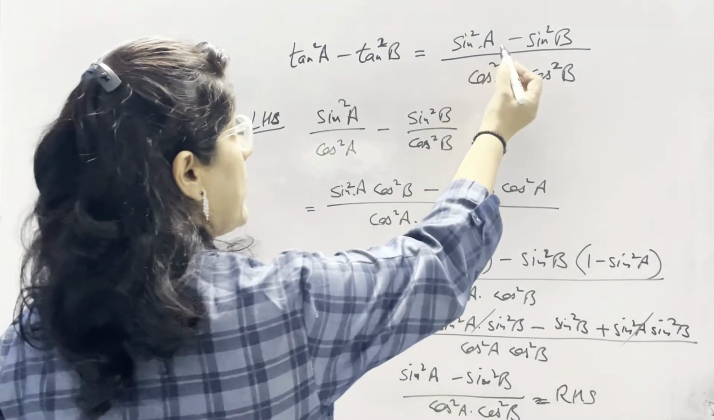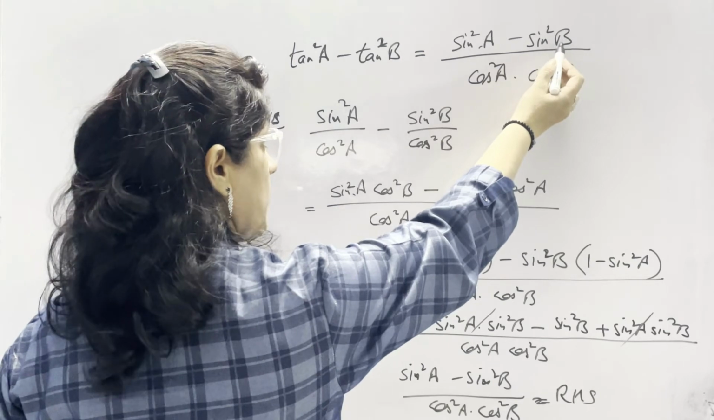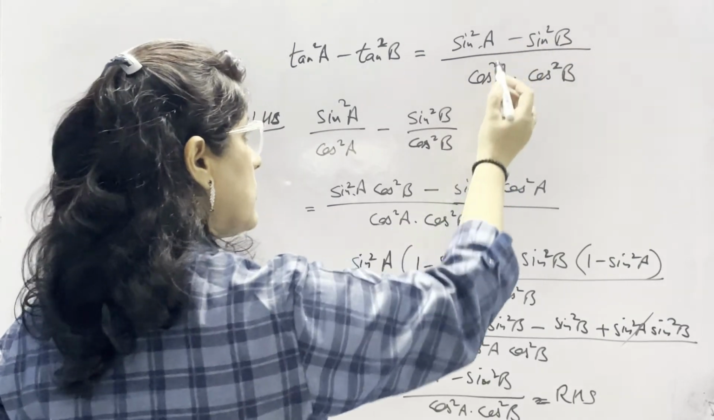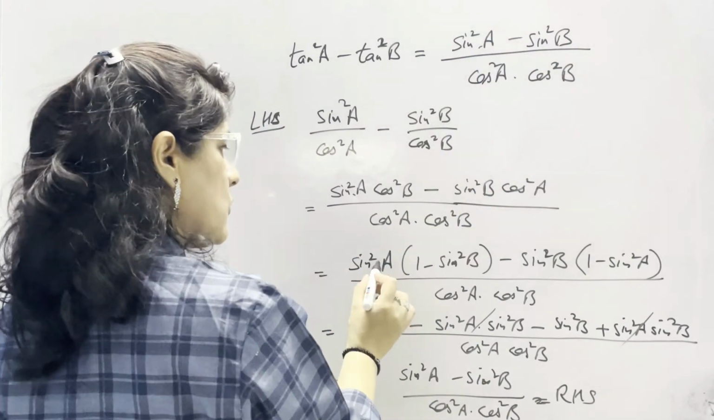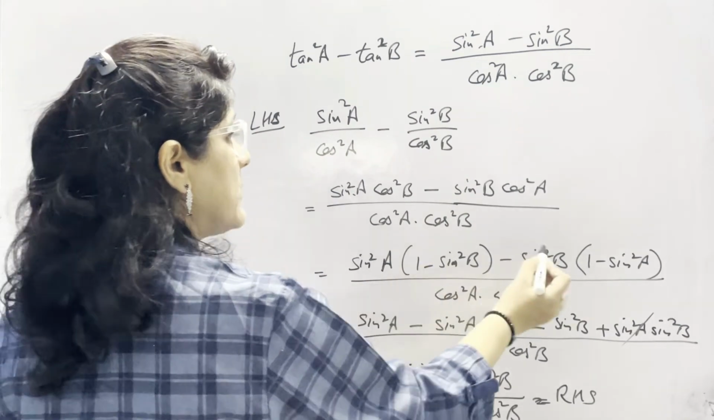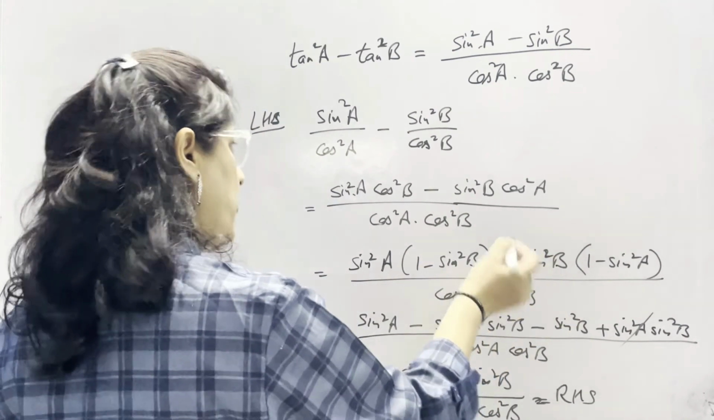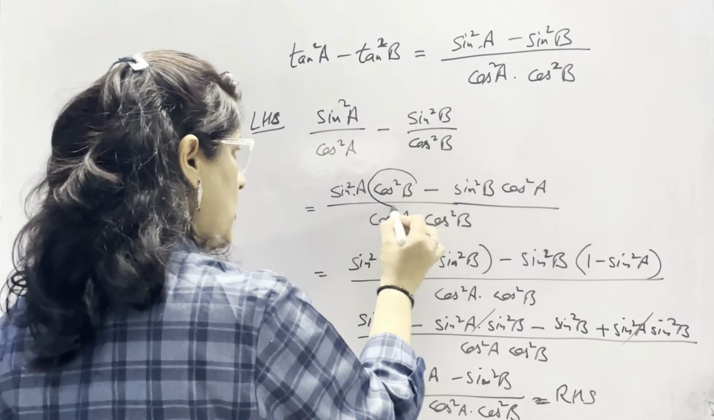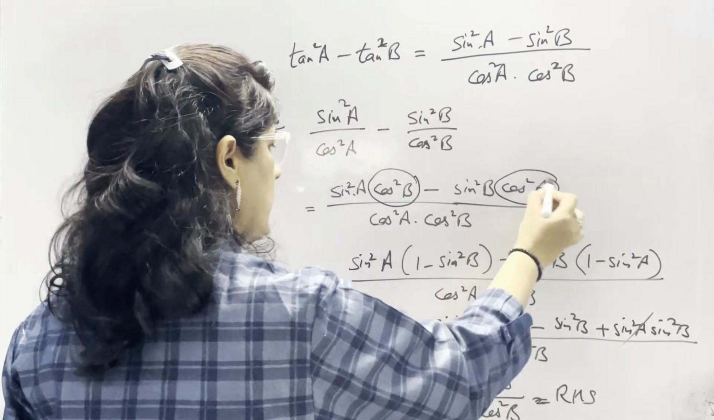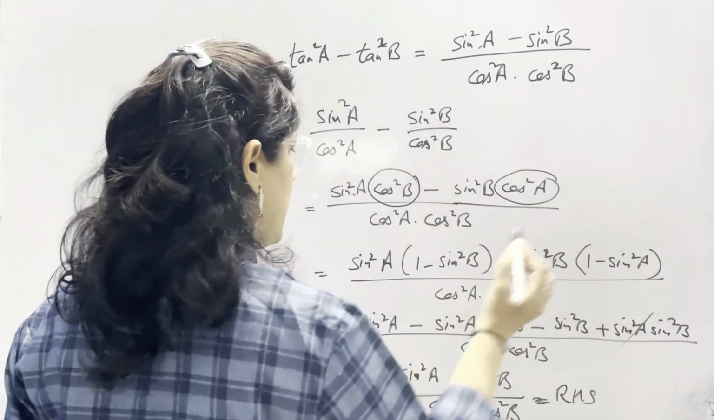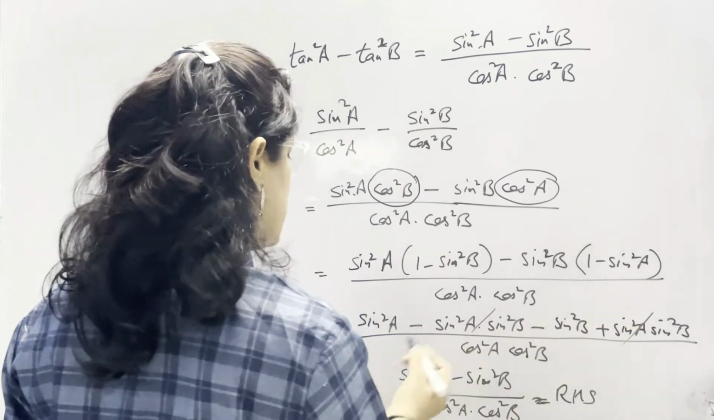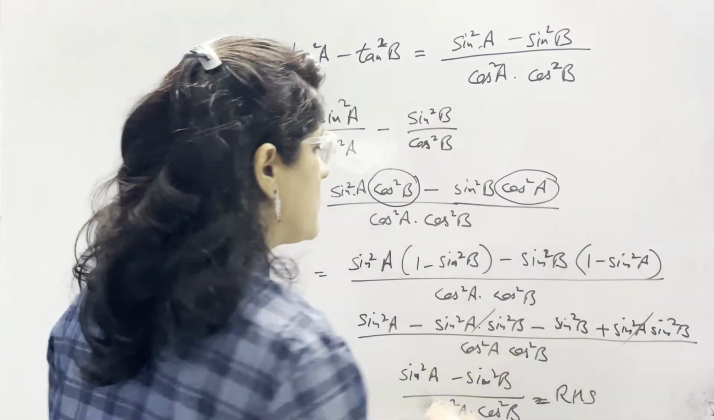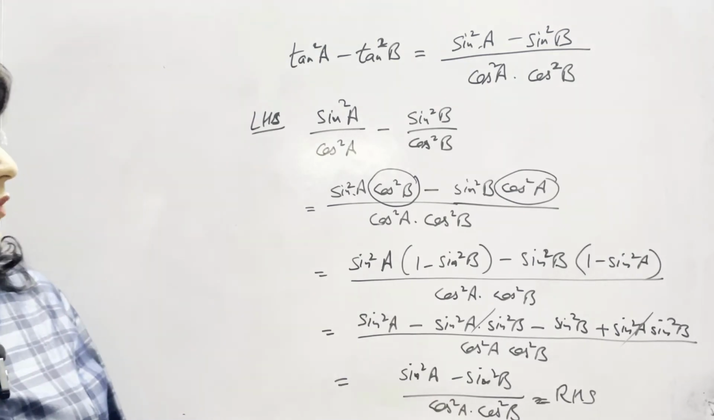Take care that in the right hand side sin square A and sin square B are there, so we do not put the identity instead of these two. We leave sin square A as it is and sin square B as it is, and put the identity in place of cos square B and cos square A: 1 minus sin square B and 1 minus sin square A. These terms will get cancelled and we will ultimately get sin square A minus sin square B in the numerator.